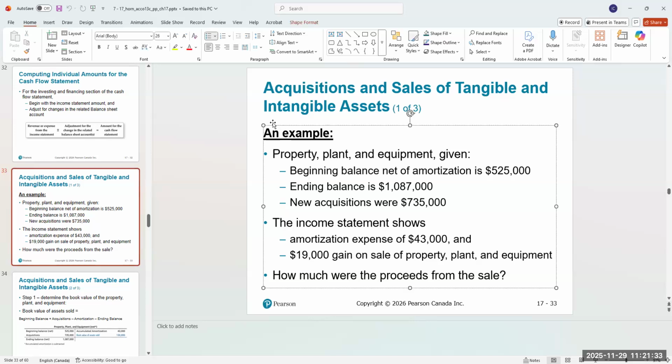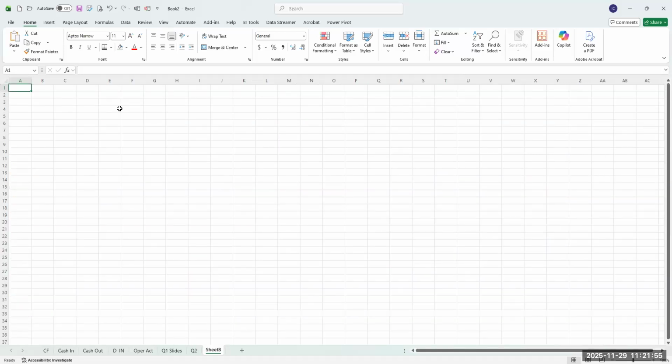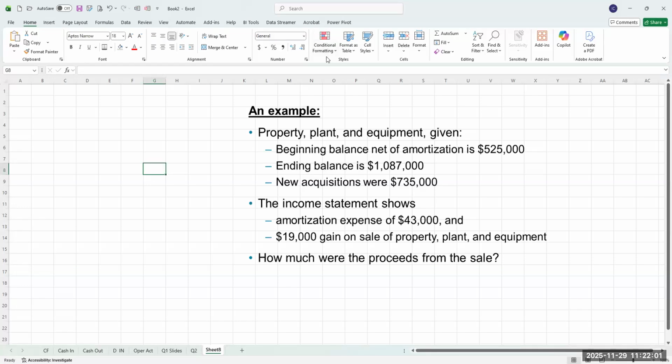So I'm going to copy this example and put it in the Excel spreadsheet, so I want you to see this. Okay. Let's make it bigger. So we have this question here. Let me see if you see my screen. Yes, you see my screen.